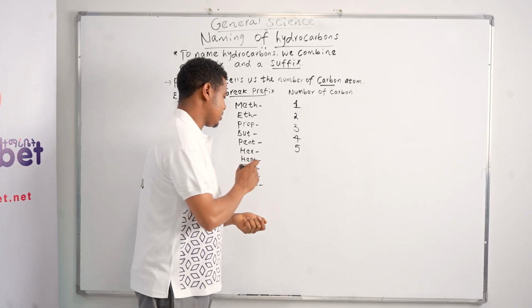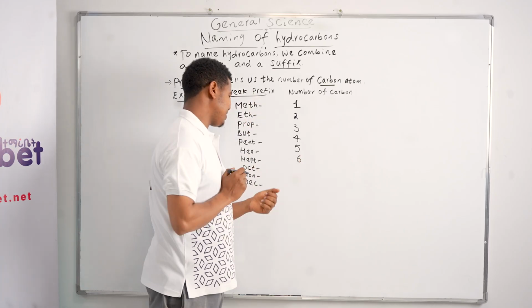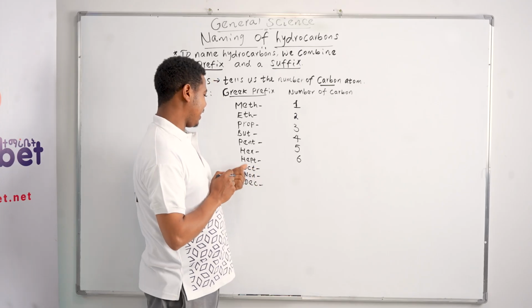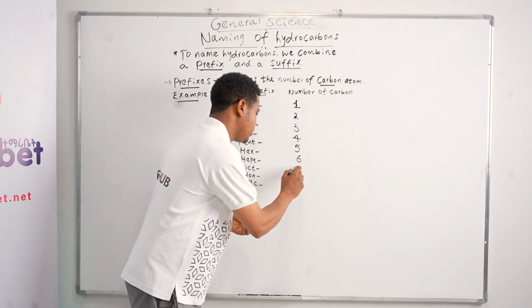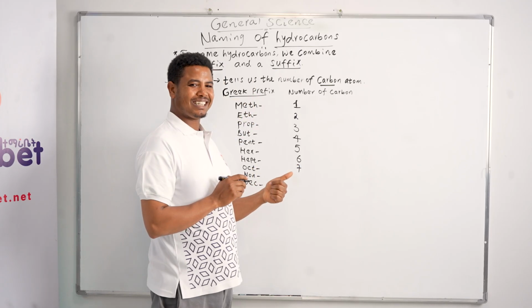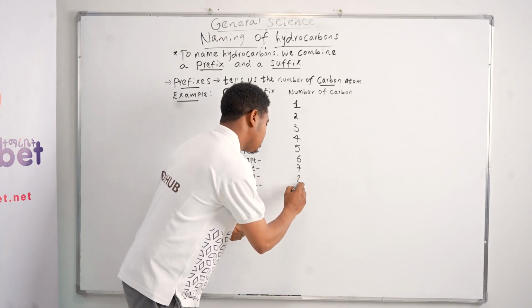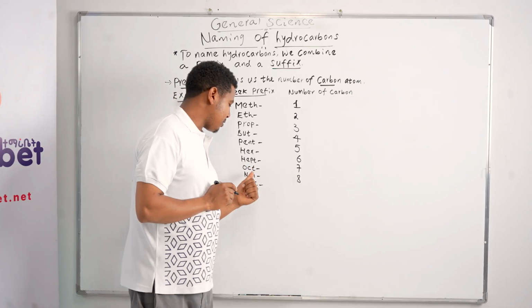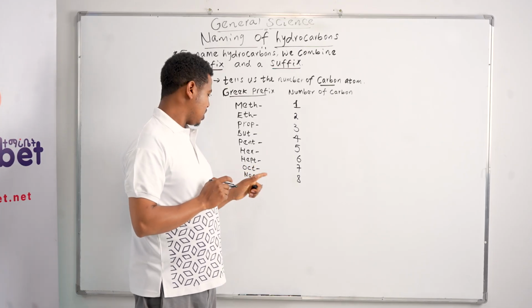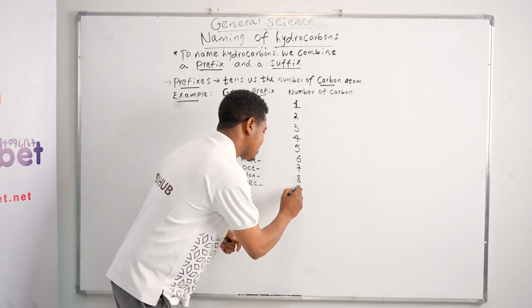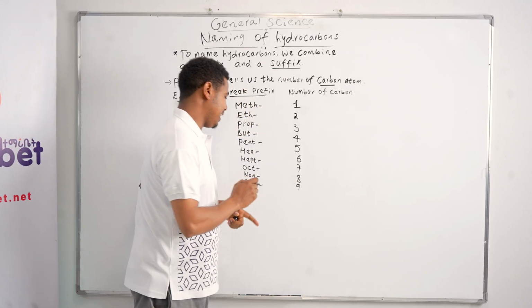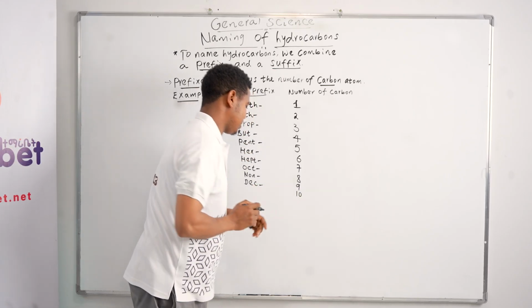And Hex shows you the number of atoms is 6. And Hept shows you the number of carbon atoms is 7. And Oct shows also the number of carbon atoms is 8. Non has 9 carbon atoms, and Dec has 10.